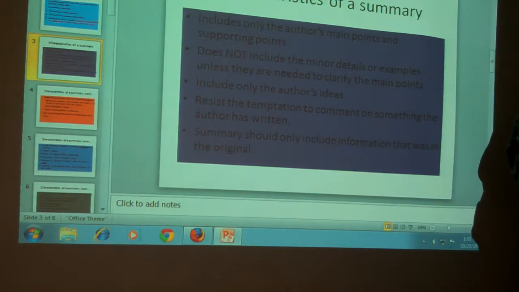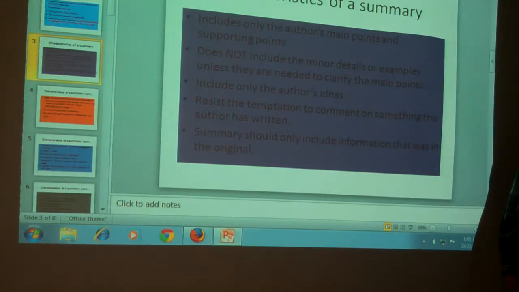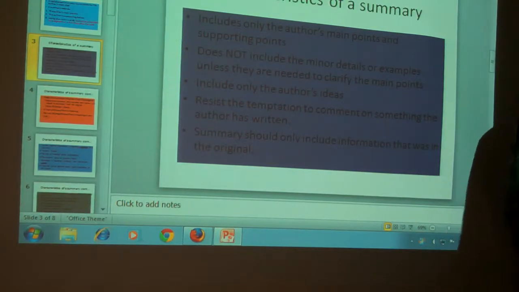Now, certainly that's different than what we do on the discussion board. You're encouraged to give your viewpoints on our weekly discussions, but in this summary assignment, you are not to give your opinions or comment on what the author has said. A summary should include only the information that was in the original, so you're not adding anything that wasn't in the article.